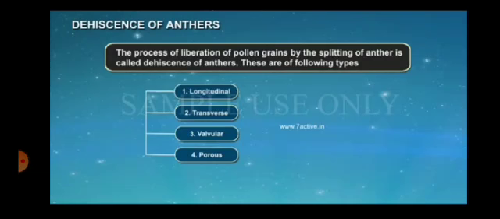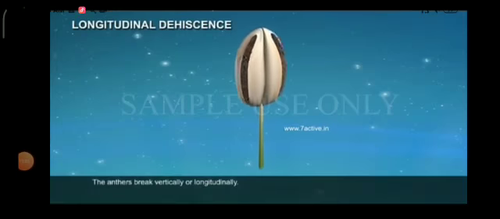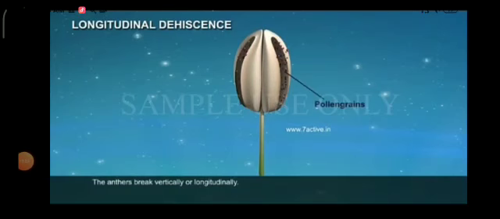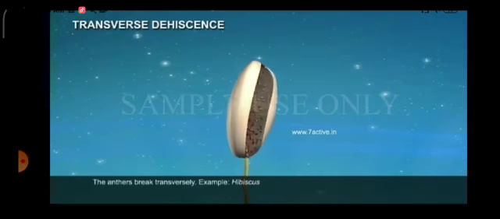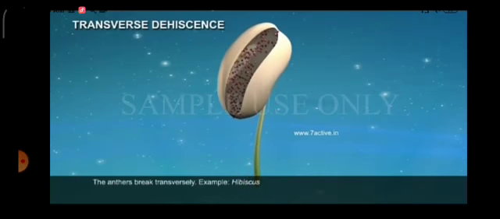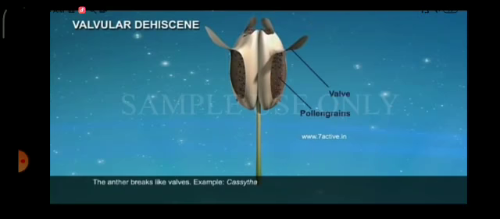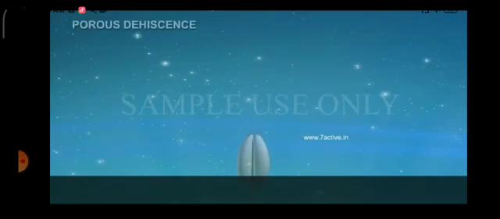So let's see with the help of this video. Just watch the video, and at the end of this video I'll explain it. Here you can see longitudinal lines, and through the longitudinal lines pollen grains are liberated. This you can see in Datura. Now the second is the transverse dehiscence. Now this you can see the transverse line, pollen grains get free. Now the third is the valvular dehiscence. In valvular the anthers break like valves. So here you can see the valves.